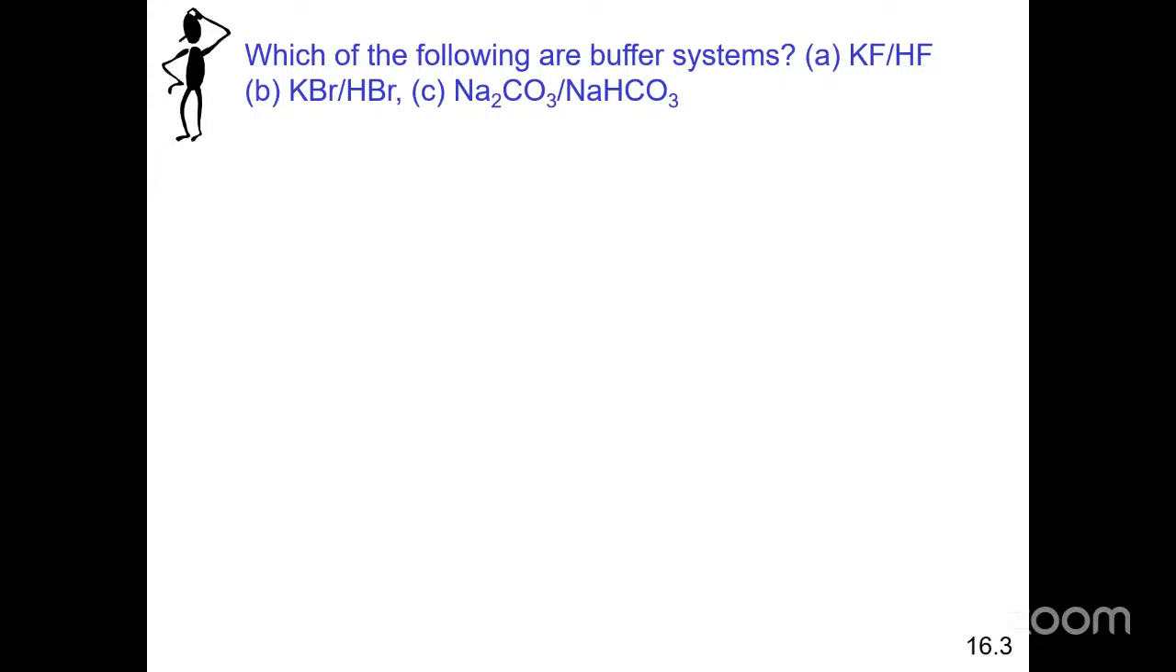Okay, so let's see if you can answer these questions. Question is asking, which of the following are buffer systems, right? Now, let me remind you what we said buffers are. Buffers are mixtures of a weak acid and the salt of that weak acid, or the conjugate base of that weak acid, right?